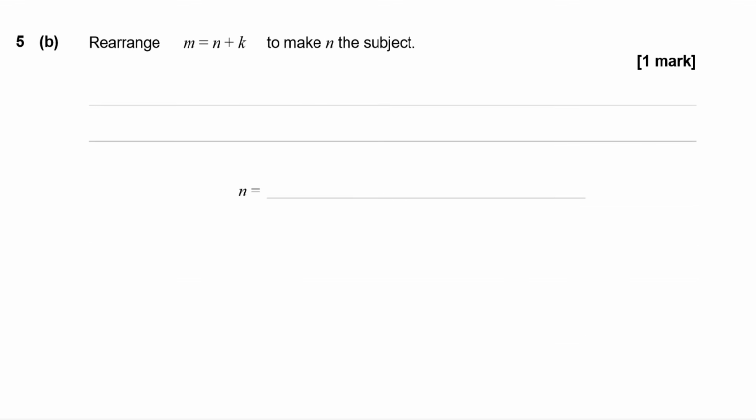Okay. Part B says rearrange m equals n plus k to make n the subject. So I want this to be about n is equal to, and at the moment I'm adding k to it. So I want to do the opposite of adding k to both sides.